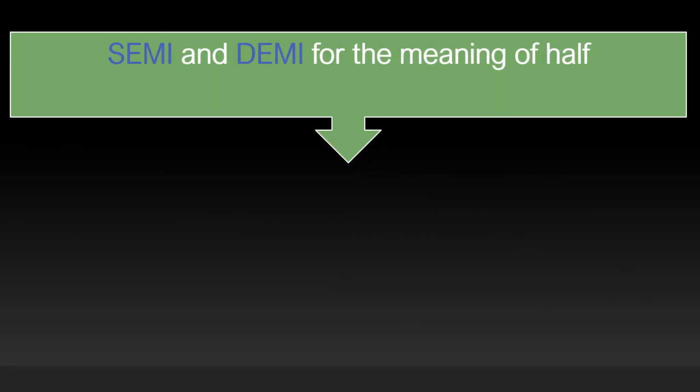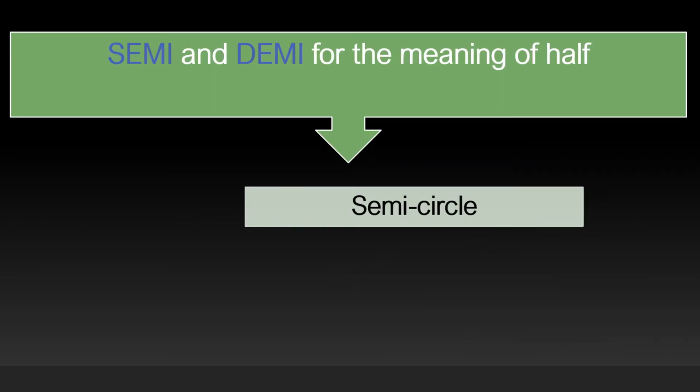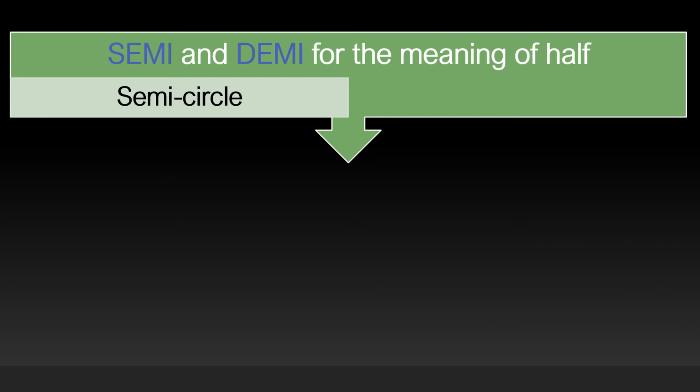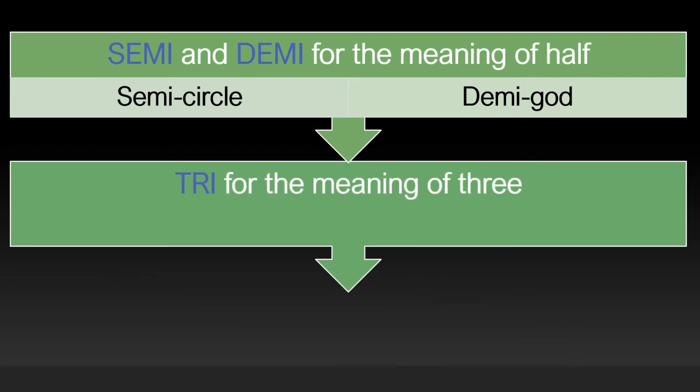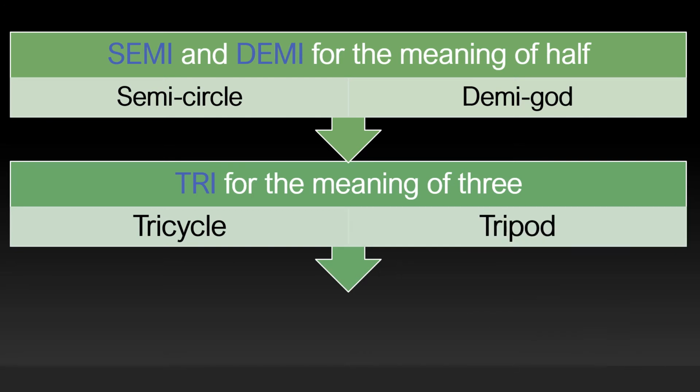Another example for prefixes of number are demi and semi. By adding these as a prefix, we will get the meaning of half. For example, semicircle, which means half circle, and demigod, which also gives us the meaning of half god. And another form of prefixes of number is tri, which will give us the meaning of 3. For example, tricycle and tripod.